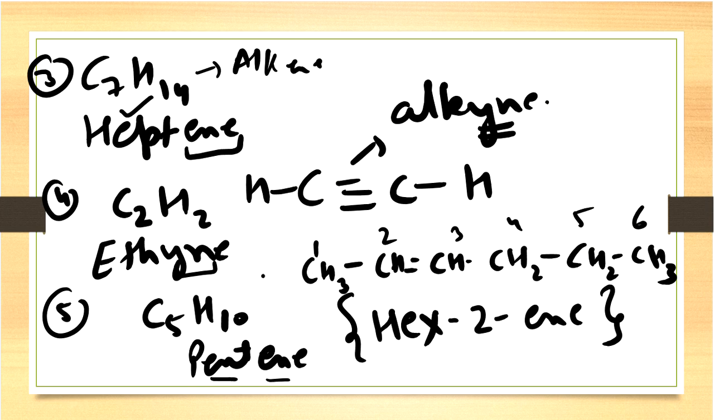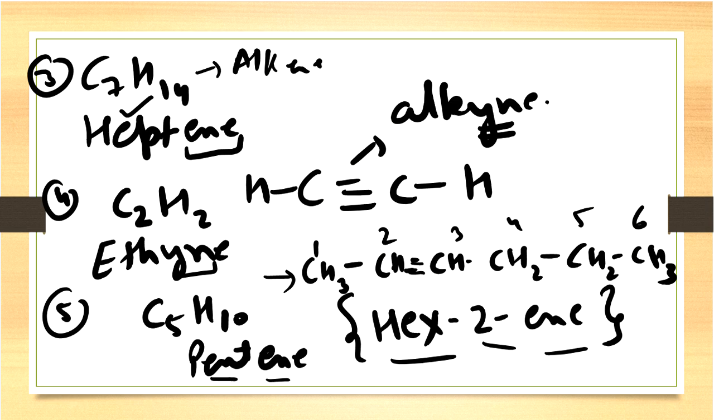Here is another example: CH3 CH2 double bond CH2 CH2 CH2 CH3. First count the carbon atoms from the left side, because from the left side the double bond will get the smallest number. The number of carbon atoms is 6, so hex, and the position of the double bond is 2, so the name will be hex-2-ene.